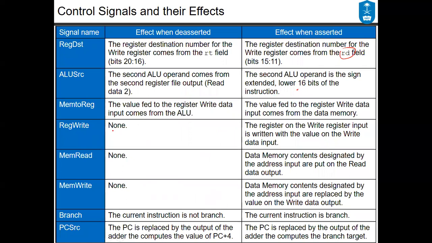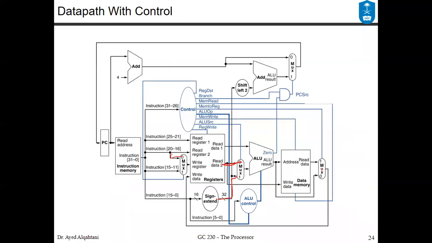Now, memory to register, the value fed to the register write data input comes from the ALU. So we are talking about mem to register, what happens when we write back. If it is 0, then it comes from the ALU. If it is 1, it comes from the data memory. And this is what we have in this mux. If it is 1, it's from the data memory. If it is 0, it comes from the ALU, bypassing the data memory.